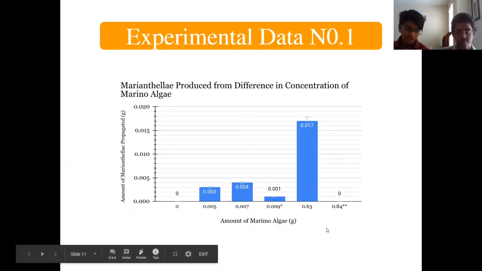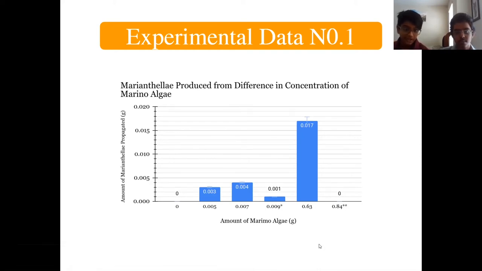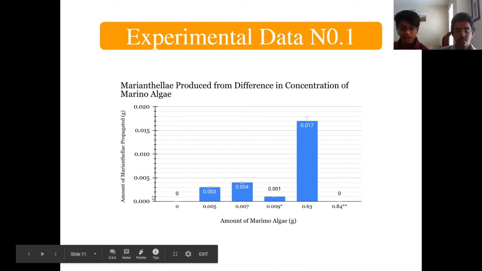So this is like the whole center of the product. This is the data we've collected since the beginning. The control of zero Marimo algae produced zero Marientli. At 0.005 grams of Marimo algae, there's 0.003 grams of Marientli, which means that there is 60% converted. At 0.007 grams of Marimo algae, there is 0.004 grams of Marientli, which means 57% converted.